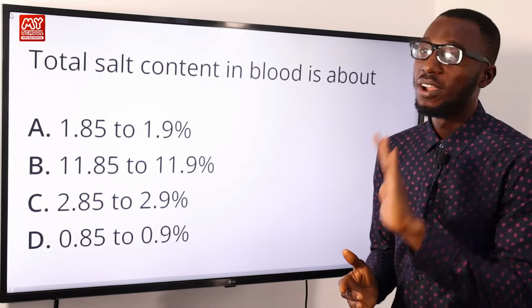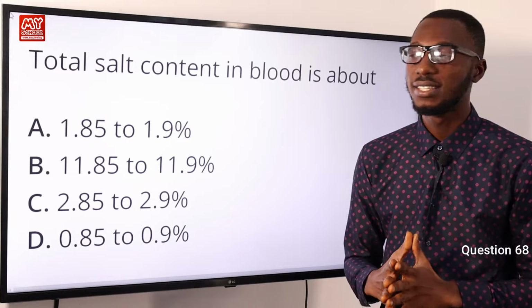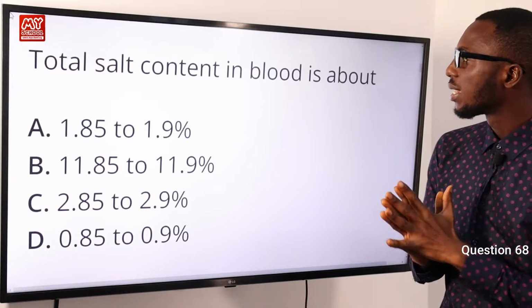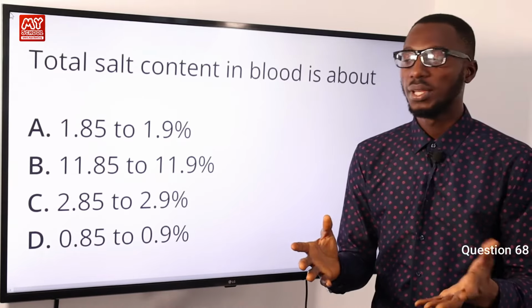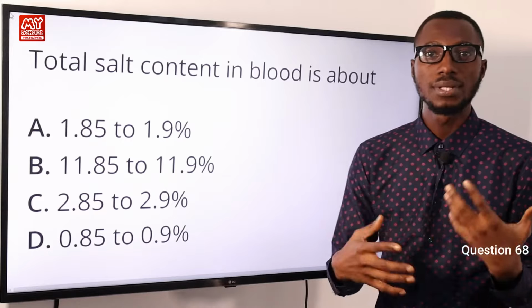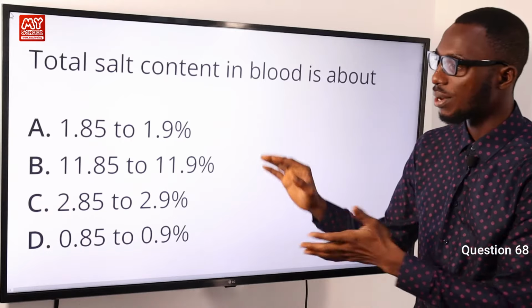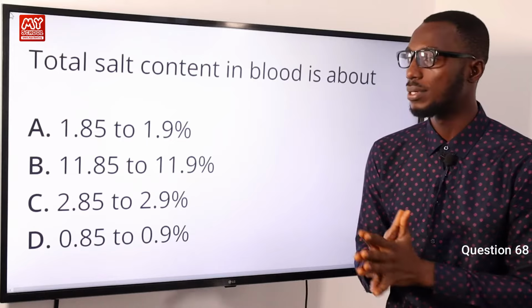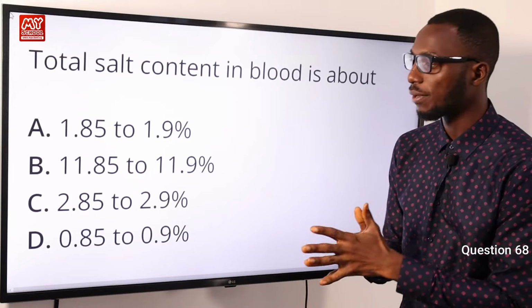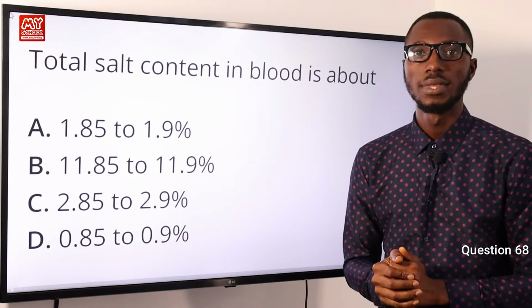Right now we are tackling question 68. Total salt content in blood is about what? We can have it about 9% by weight. So the most viable option from the options we are provided with is option D.